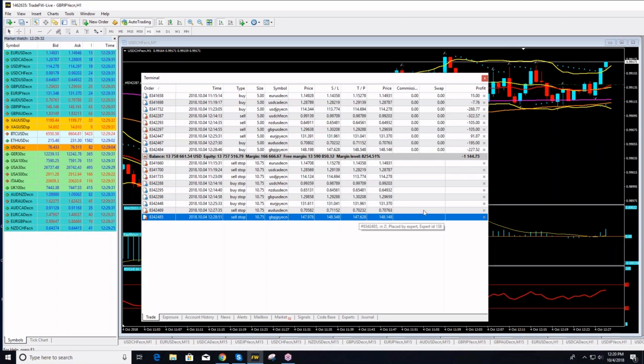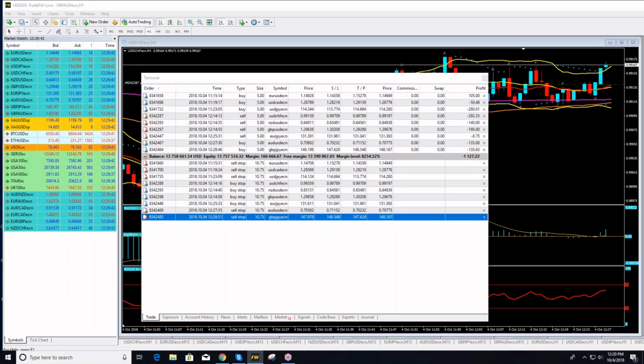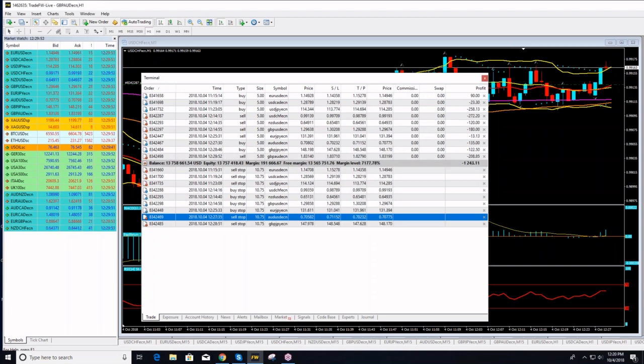And also, I have a very nice setup on pound Aussie for a short position as well. I would like to place a short position on pound Aussie. So I would place now a short position on pound Aussie, guys. Let's see. Let me see. I have just shorted pound Aussie.